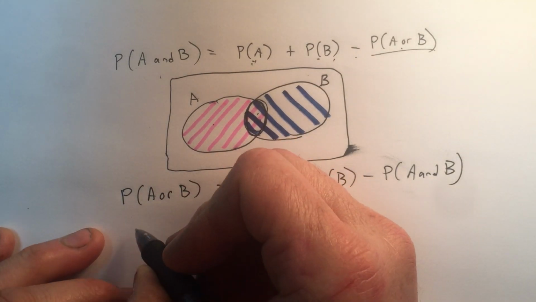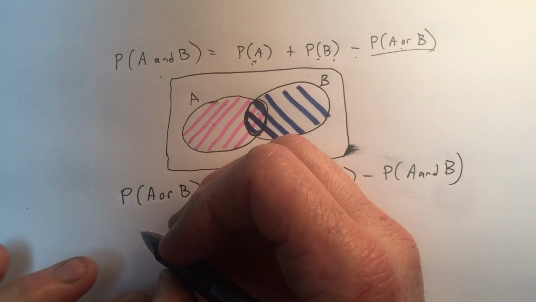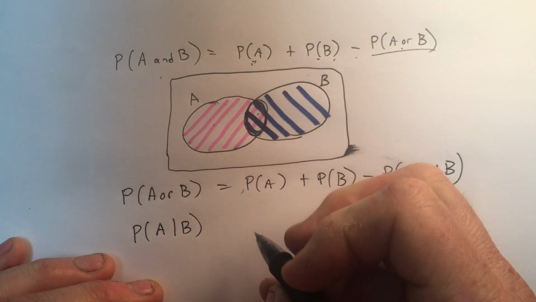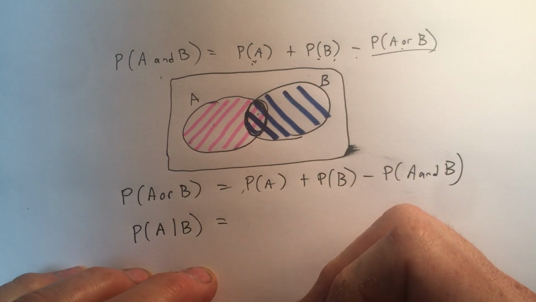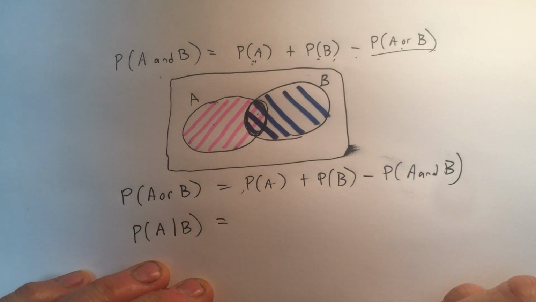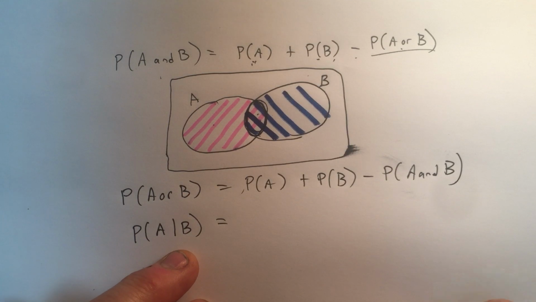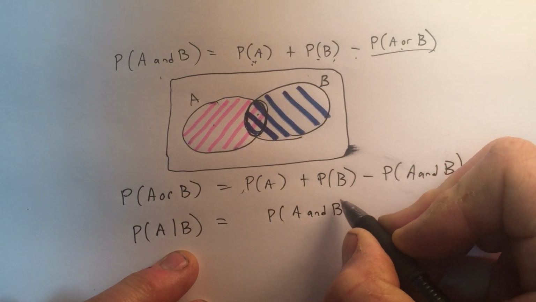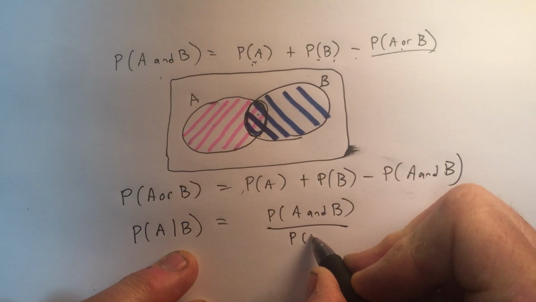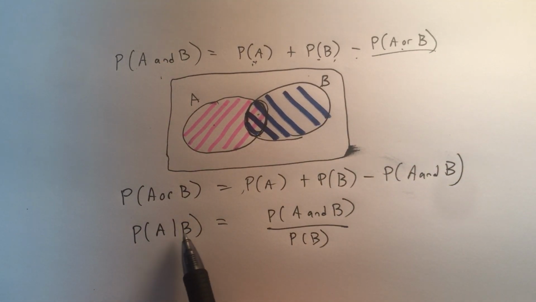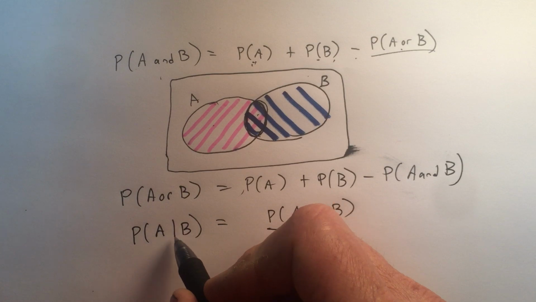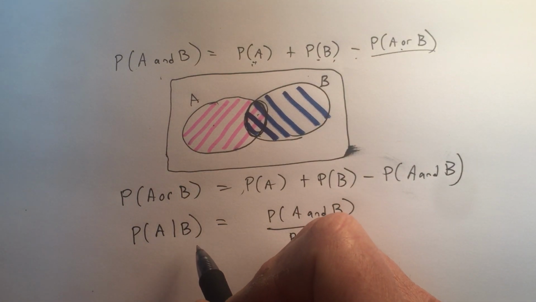Now another one we're dealing with is the probability of A given B happens. Okay? The probability of A given that B happens. That's going to be the probability of A and B divided by the probability of B. So it's A and B divided by just B. Now what this means is this is the probability that A happens given that B happens.